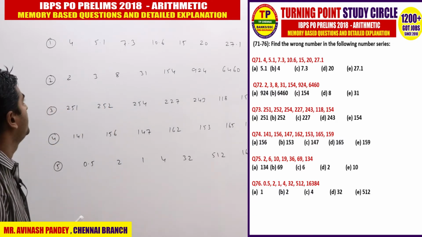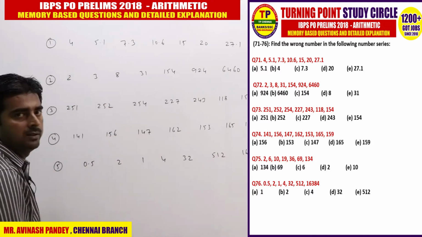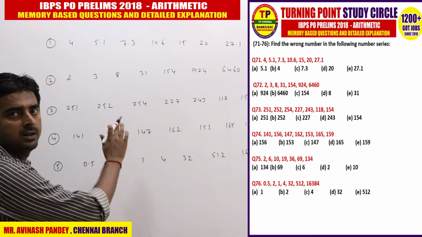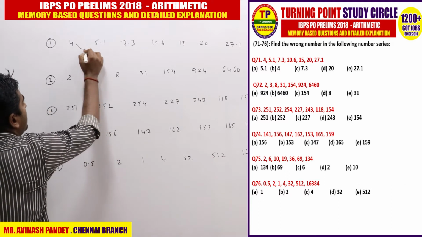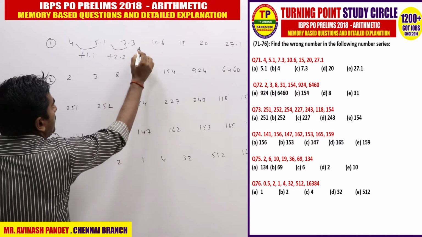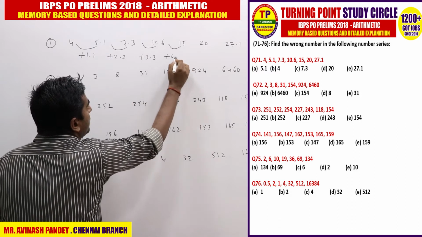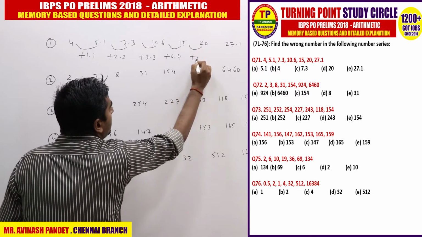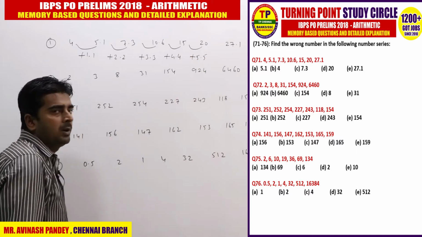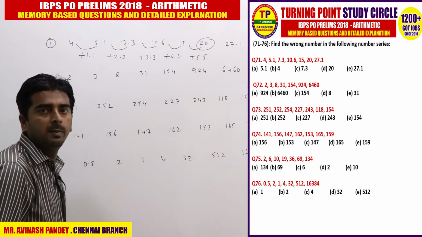So when you see the first wrong number here, what they have asked: 4, 5.1, 7.3, 10.6, 15, 20 and 27.1, right? When you see the series here, it is not that much increasing, right? So multiplication logic won't be there, right? So what is the difference here? It is nothing but plus 1.1. Here plus 2.2. Here plus 3.3. Here plus 4.4. Here the difference should be plus 5.5. But 15 plus 5.5 is 20.5, not 20. So this is my wrong number.